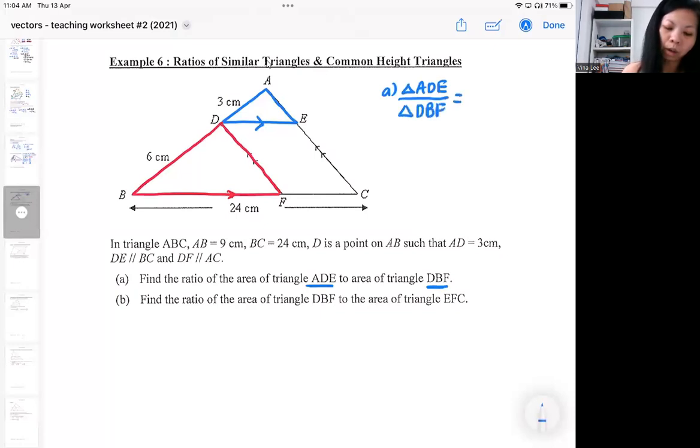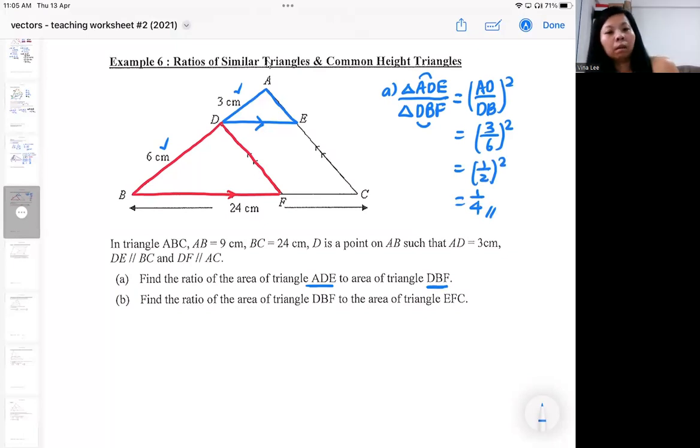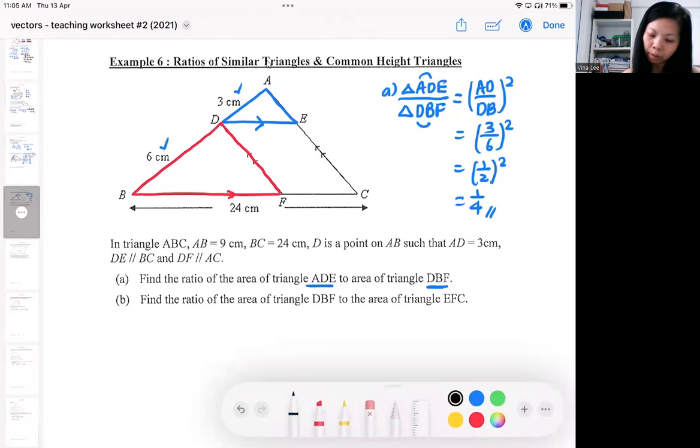You take any one of the lengths. I'm going to take AD and I'm going to take DB, the respective lengths. Take the length ratio and you square it. So if you can tell that they are similar, take any of the length ratios and then square it.